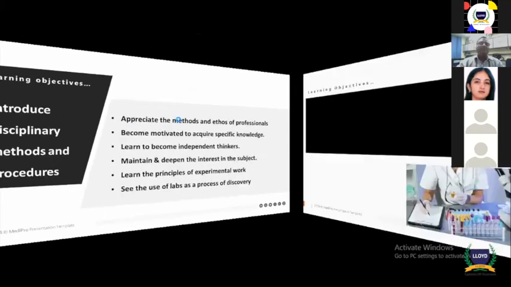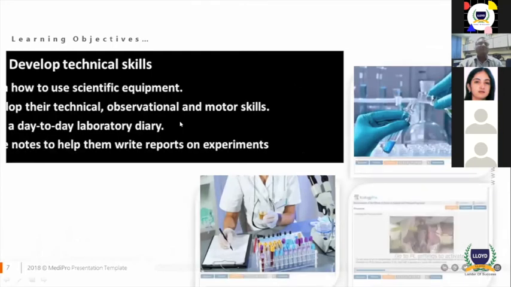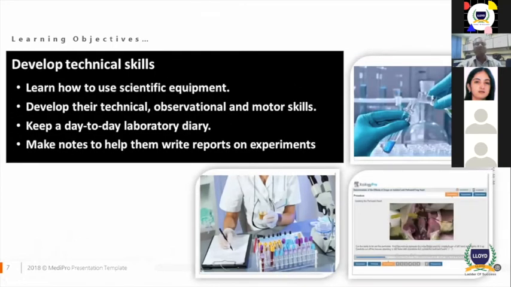Let's look at the third objective. Again, these are objectives of practical classes particularly. We want our students to develop technical skills through practical classes. So whenever you conduct your next online practical, just ask yourself as a teacher, am I teaching my students the technical skills?